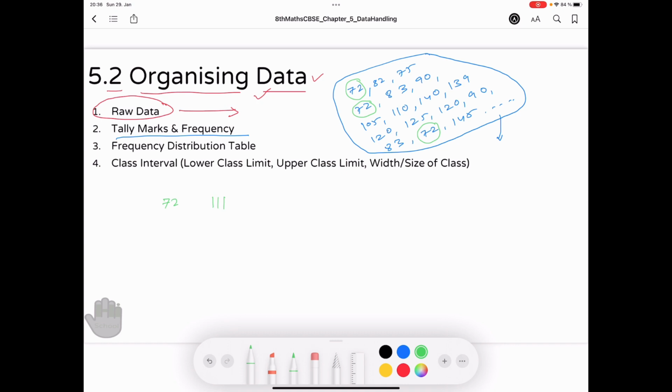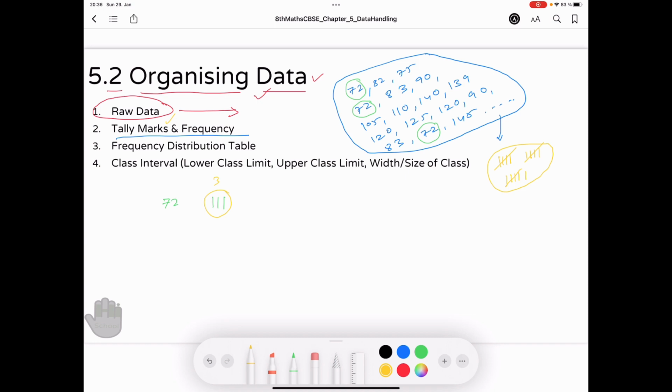So what we are marking here is a tally mark. We mark tally marks like this: 1 2 3 4 and 5. For example, if we need to write 6, then 1 2 3 4 5 and 6, like this. This is how we do tally marking. And what is the frequency? Frequency is 3. 72 came thrice, so the frequency of 72 is 3.